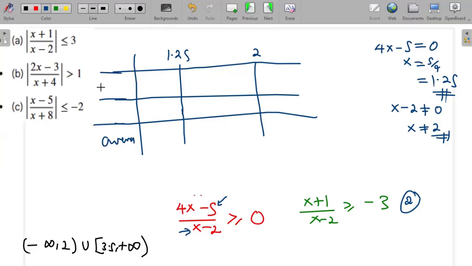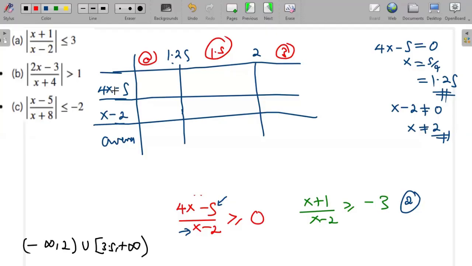And then here, our 4x minus 5, here x minus 2. So let's pick the numbers that we can test. Any number less than this, I can pick 0 for simplicity. Any number between 1.25 and 2, I can pick 1.5. Any number after 2, I'll just pick 3. And then let's plug in these values into these factors now.